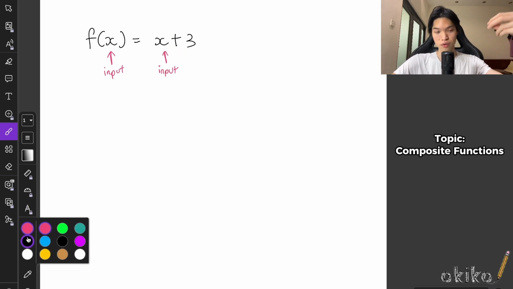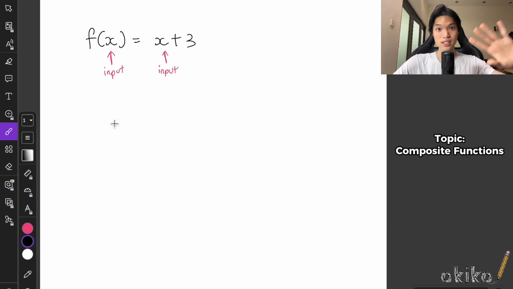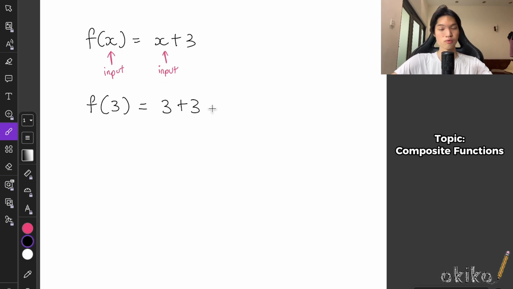So if I were to put various different numbers instead of x as the input, it will look something along the lines of this. f(3) would become 3 plus 3, because remember what the function does is it takes the input and it just adds 3 to it. So 3 plus 3 would be 6 in this scenario. Likewise, f(2) in this case would be 2 plus 3, because we're taking the input 2 and adding 3 to it. So 2 plus 3 is 5, and that's the answer there.